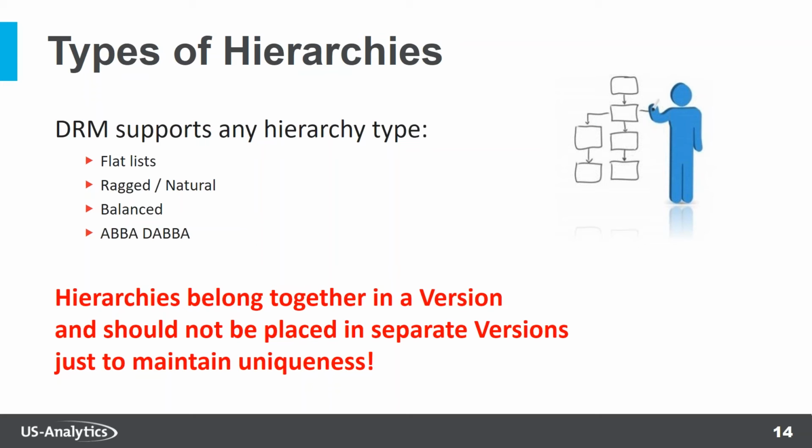And remember this, hierarchies always belong together in a version. They should not be placed in separate versions just to maintain uniqueness, okay? Now, what I mean by this is I know a lot of you might be confused, but we've seen a number of implementations over the last several years where hierarchy account was put in version account. Hierarchy cost center was put in version cost center. If they had 10 different dimensions they were reporting on in HFM or S-base or planning, whatever it was, they were all in a separate version by themselves.